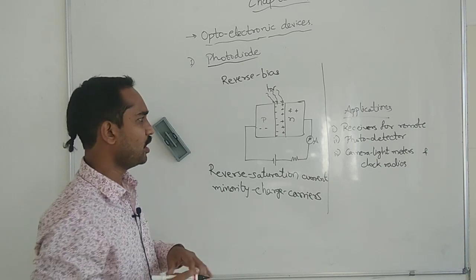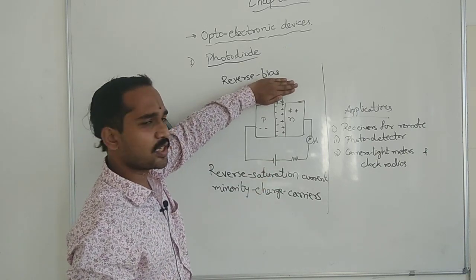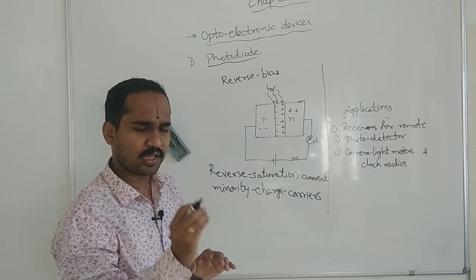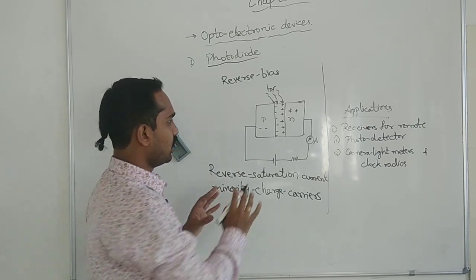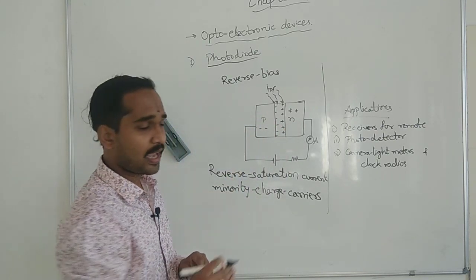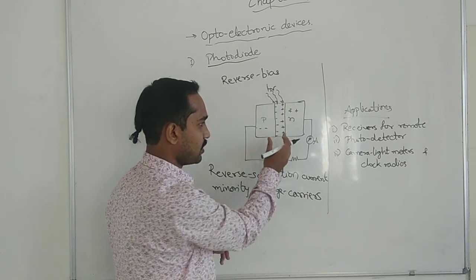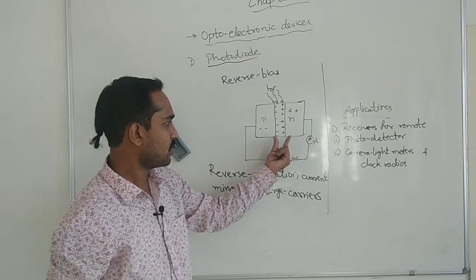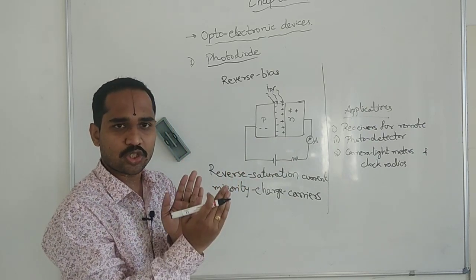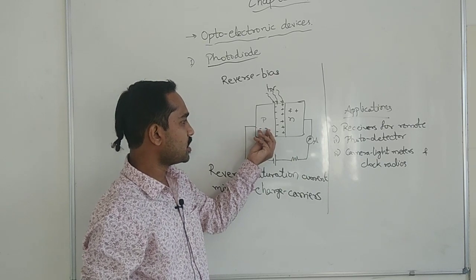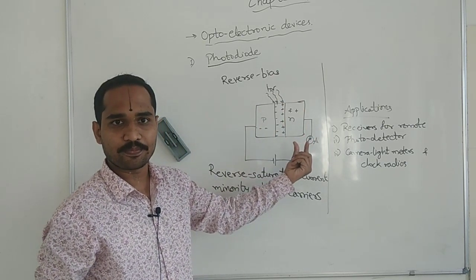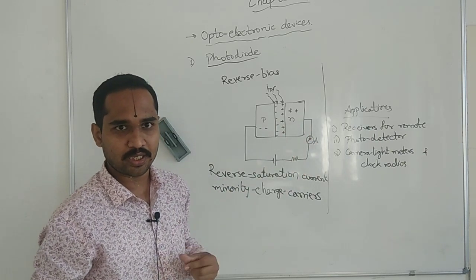We know this. Now consider this h nu is not there. You have not incident any photon of any energy on the diode. Now, can the charge carrier pass through the junction in reverse bias? Can it pass through this potential barrier? This is the potential barrier. In reverse bias, the width of the potential barrier will be quite large. Your charge carrier cannot cross the potential barrier.